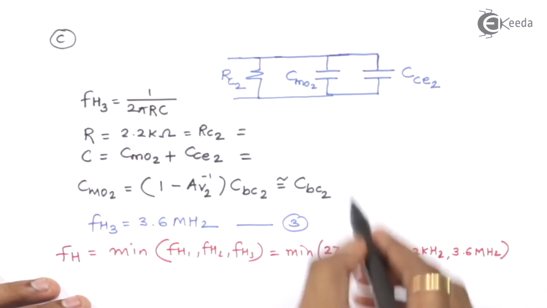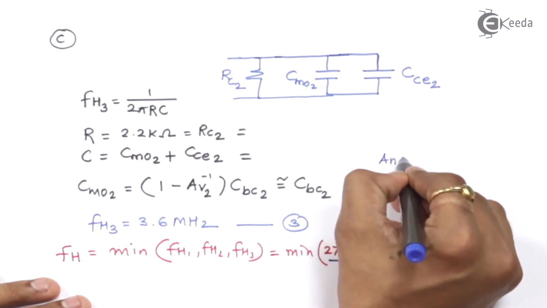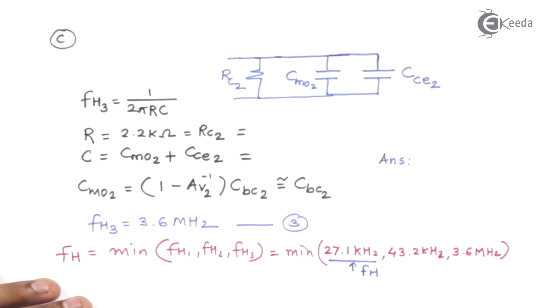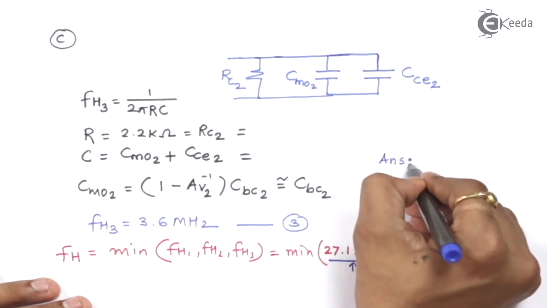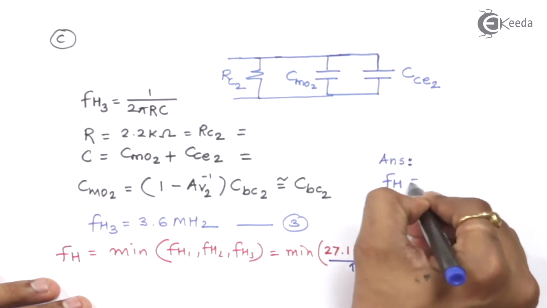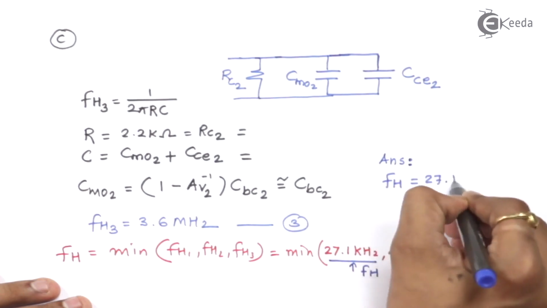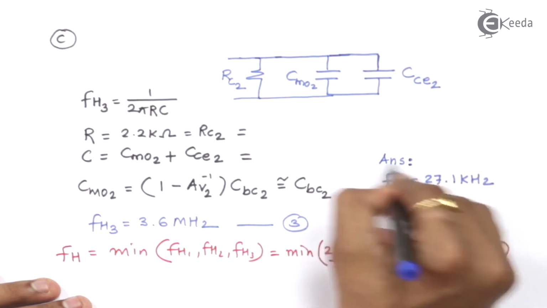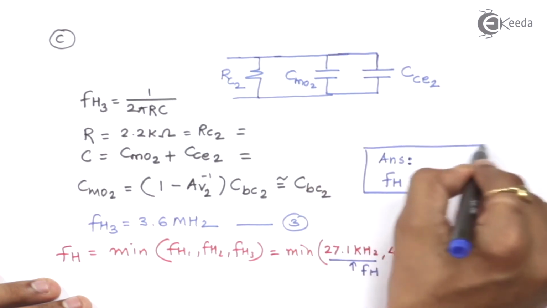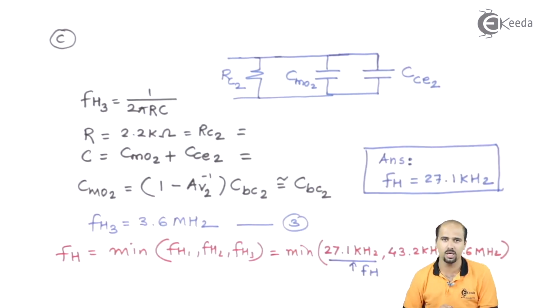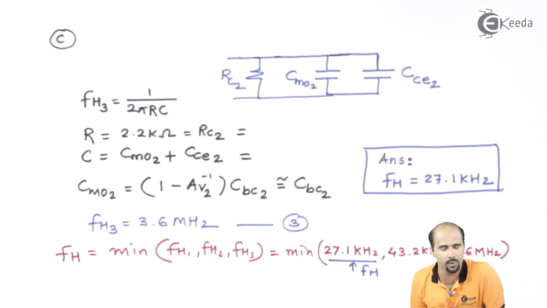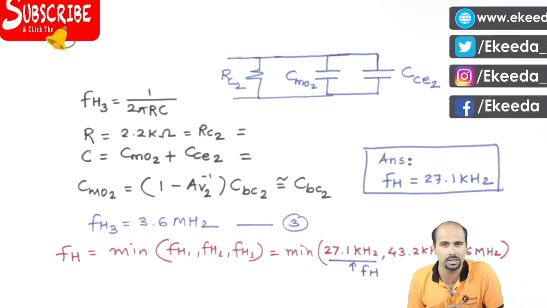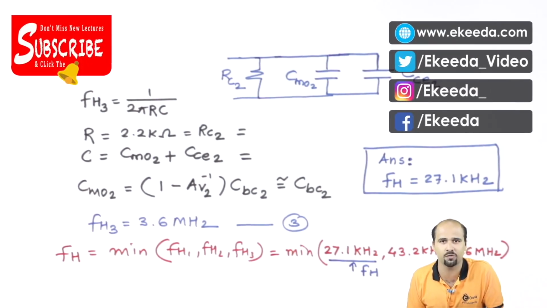Okay. So as far as answer is concerned, I have only one answer which has been asked for this particular numerical. So FH is equal to 27.1 kilohertz. That is our answer. So as far as this numerical is concerned, we kicked off this particular numerical with the answer as 27.1 kilohertz, and in the next few numericals we'll get more complex numericals where we'll have to do a complete analysis of low and high cutoff frequency as well.